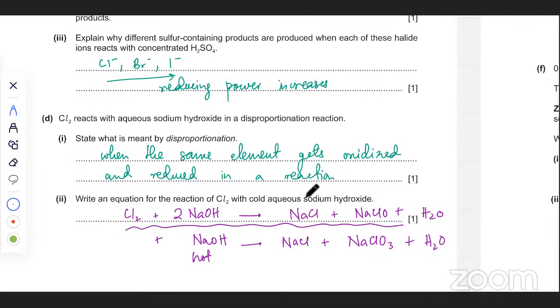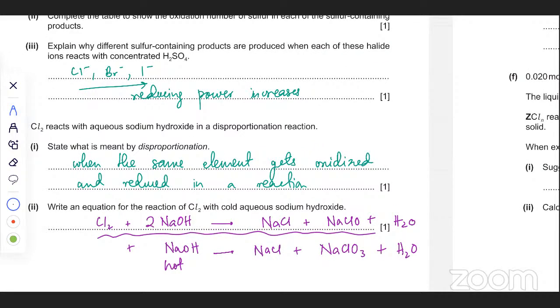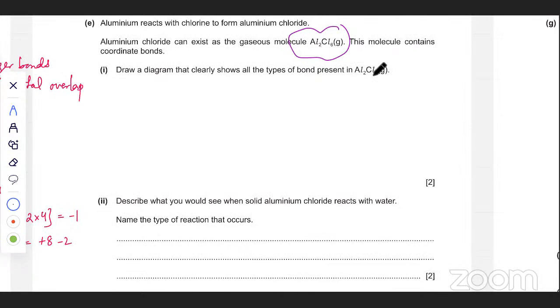The next one is part E. Aluminium reacts with chlorine to form aluminium chloride. Now this is Al2Cl6. That's about dimerization. Draw a diagram that clearly shows all the types of bonds present in Al2Cl6. So how would you draw that diagram? They're not very clear whether it's going to be a dot and cross diagram, so I'll take the safe bet and try and draw the dot and cross diagram for this.